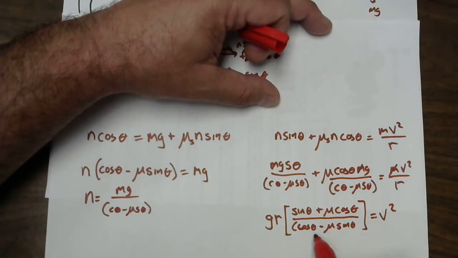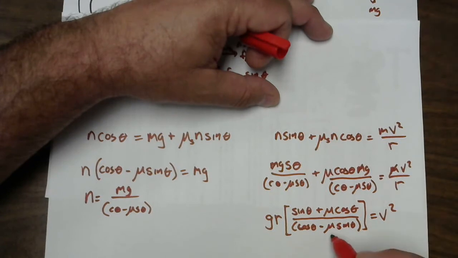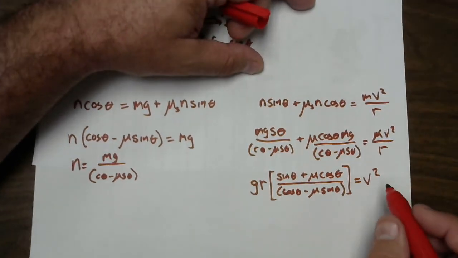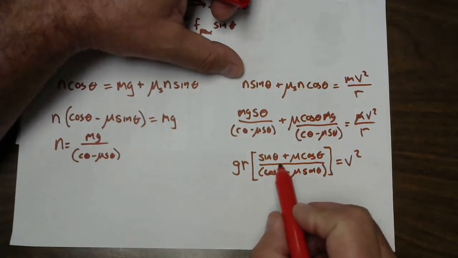This is a lot of stuff, but it is kind of symmetric, right? There's sine plus mu cos and cos minus mu sine. We'd have to put in actual values for mu and theta to find out what the v is. Let's do that for fun, but before we do, let's think about this.